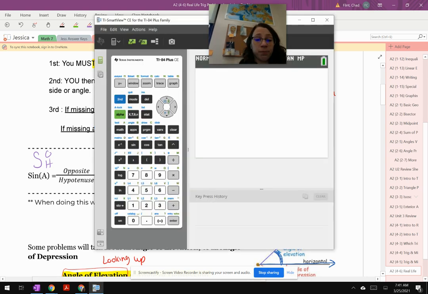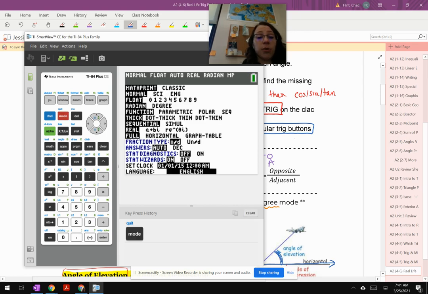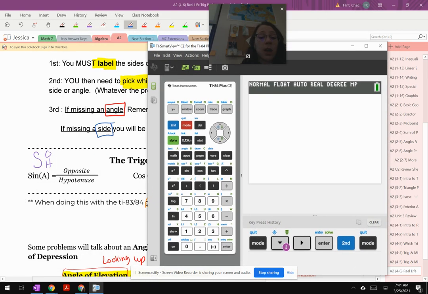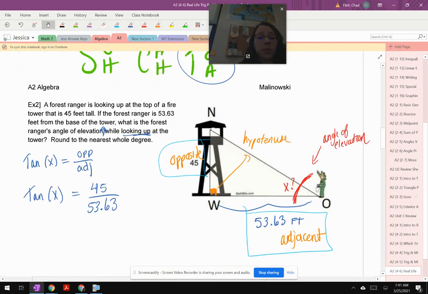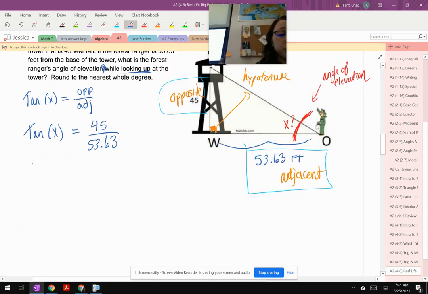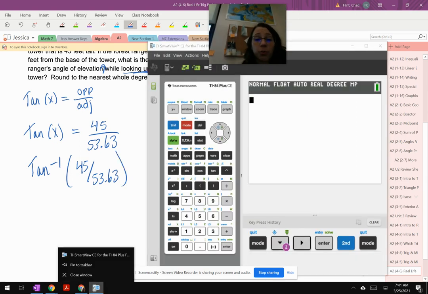So again, I'm using a TI 83/84, so I'm making sure that it is in degree mode, which it's not. So I'm switching over to degree by hitting that mode button. Second and quit to get out of that menu. Okay, going back down to my problem, so I know what I'm doing. So I need to take the inverse tan, so tan^-1, that's what that inverse is, of 45 divided by 53.63. And that's how you show work for this.